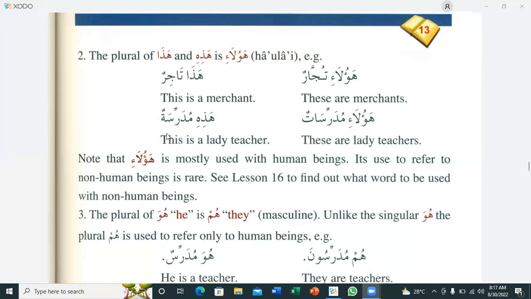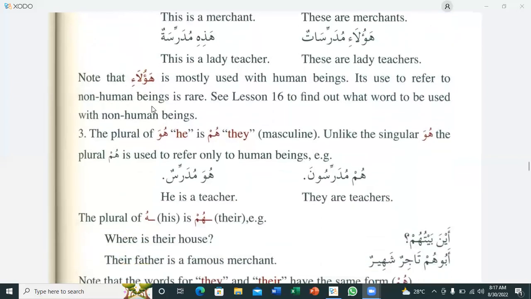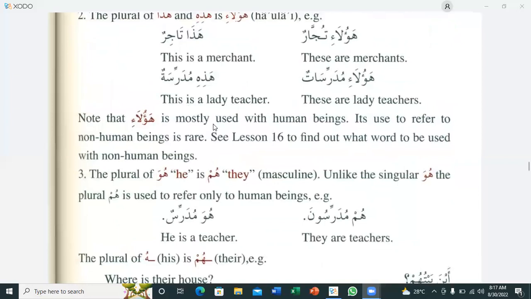Hadhihi mudarrisatun. This is a lady teacher, a singular word. And with the plural word, ha'ula'i mudarrisatun. These are lady teachers. Note that ha'ula'i is mostly used with human beings. Its use to refer to non-human beings is rare. See lesson 16 to find out what word is to be used with non-human beings.